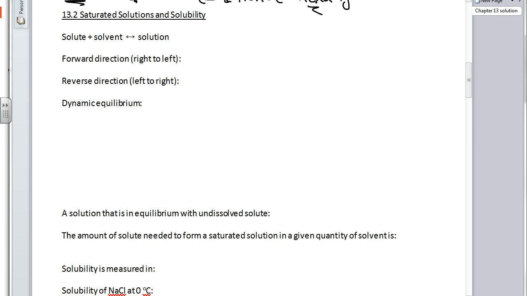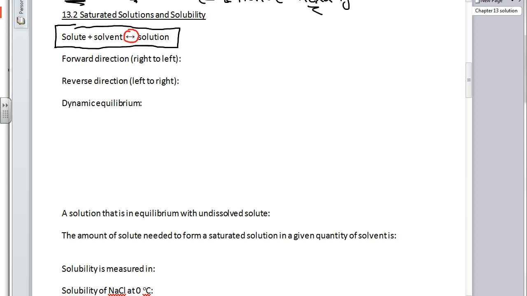So this is a little equation right here, and if we have a solute plus a solvent, we can produce a solution. And it also has something really important. It's got a double arrow right there, and it means this is reversible. And we'll be talking in great detail very soon about reversible reactions and equilibrium and things like that.